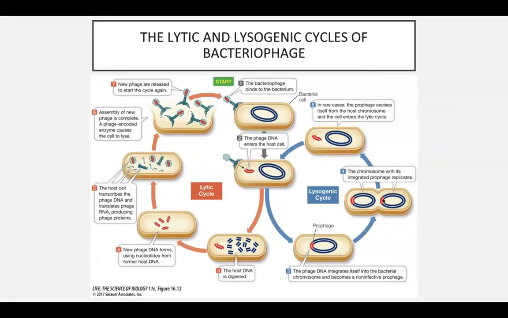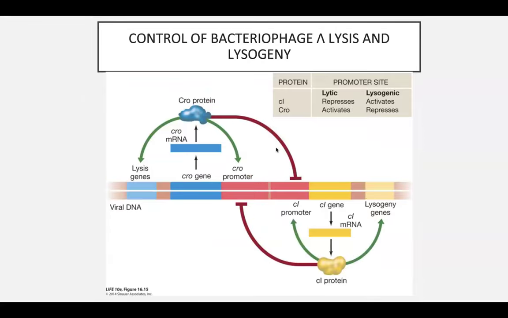It then replicates eventually, and it stays within that cycle continuously until there comes a time where the prophage will excise itself from the host chromosome, and then the cell would eventually enter the lytic cycle and then burst to release more virions. So what controls if something is in the lytic or lysogenic cycle?